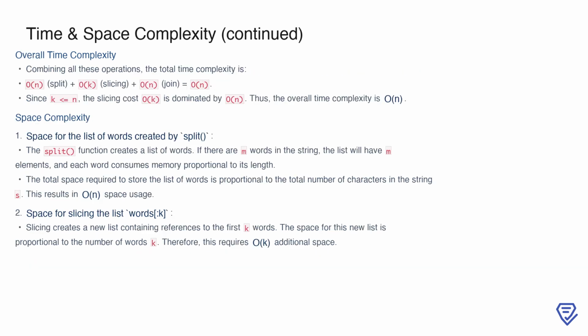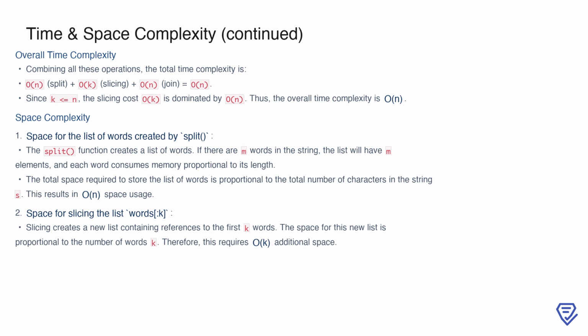Now, combining these steps, the overall time complexity is the sum of O(n) for splitting, O(k) for slicing, and O(n) for joining. Since k is always less than or equal to n, the O(k) term is overshadowed by the O(n) terms. Therefore, the overall time complexity simplifies to O(n).